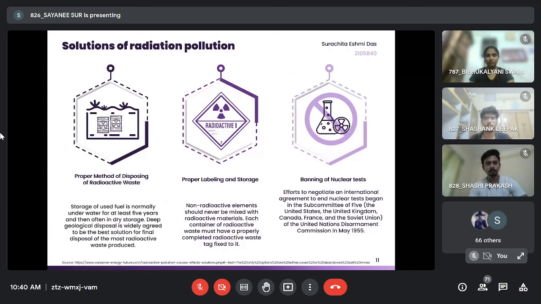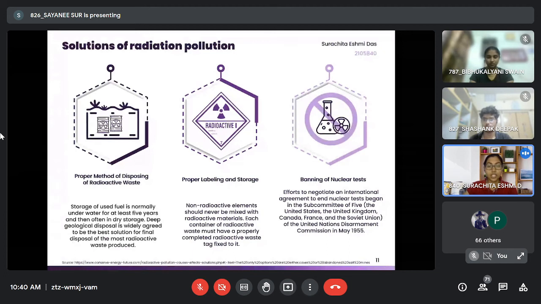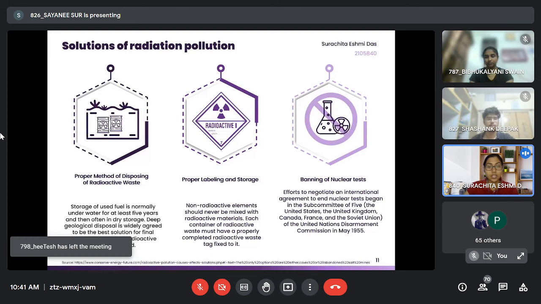As we now know how dangerous radiation pollution can be, some of the steps to reduce the emission of radiation pollution are as follows. Deep geological disposal is widely agreed to be the best solution for final disposal of most radioactive waste produced. Most low-level radioactive waste, once packaged, is sent to land-based disposal for long-term management. Used fuel is stored underwater for at least 5 years. At present, most of the nuclear waste is being stored in strong leak-proof containers. It is buried deep inside hard rock formations.